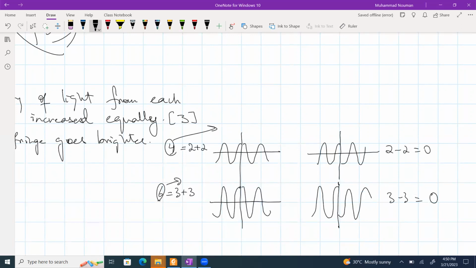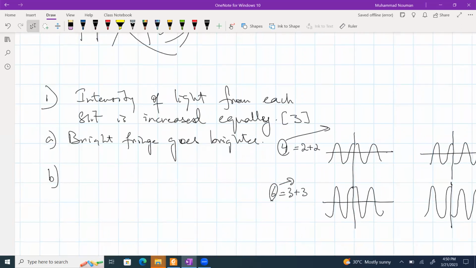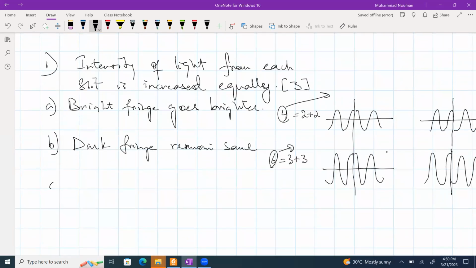0 again. So do you find any difference in the resultant amplitude? No. It means what should happen to dark fringe? Should it remain same in appearance or should they change in appearance? Remain same. Okay. Dark fringe remain same.